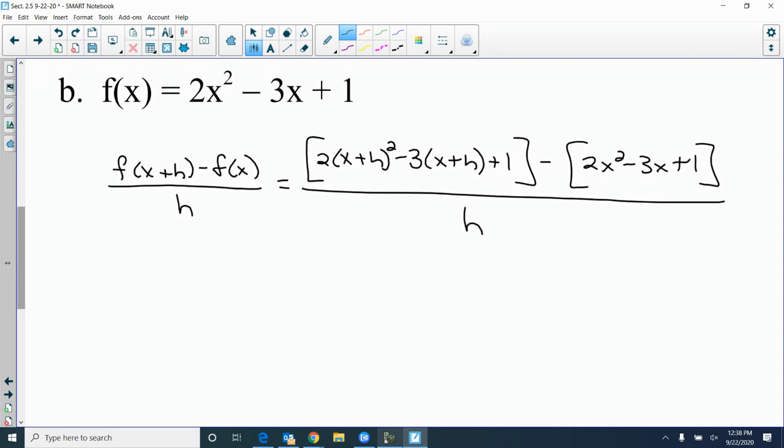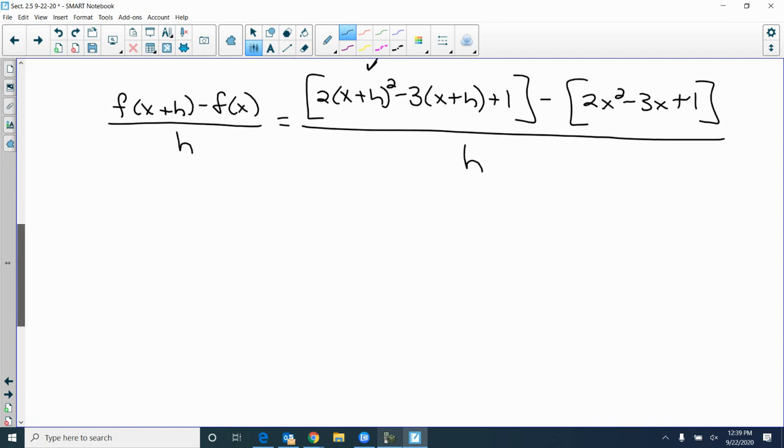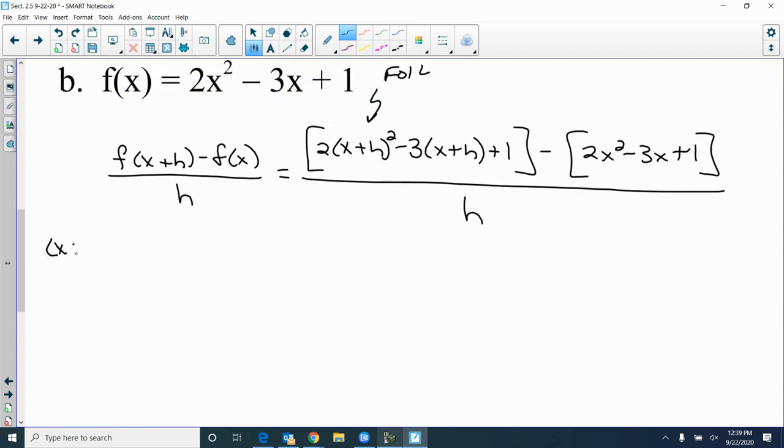What do you have to do where it says x plus h quantity squared? You have to FOIL that. Now I'm just going to do this on the side. We did it the other day just because I knew it would come up. If you have x plus h times x plus h, you're going to end up with x squared plus xh plus xh plus h squared, which is x squared plus 2xh plus h squared. That's that FOILing part.